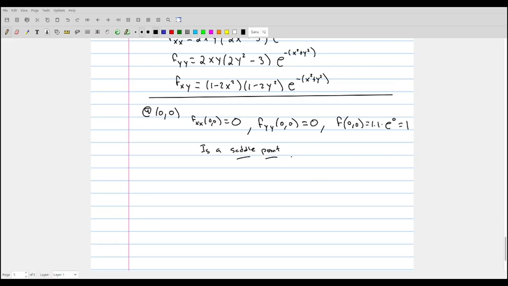Why is this? Well, it's because the discriminant is equal to 0 times 0 minus 1 squared, or negative 1. So because that's less than 0, this point will classify as a saddle point.